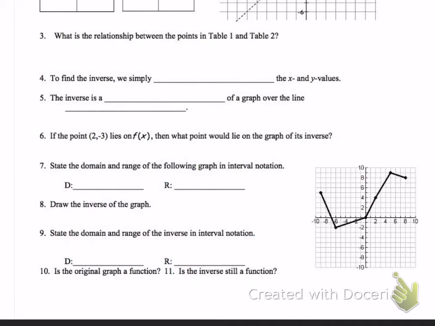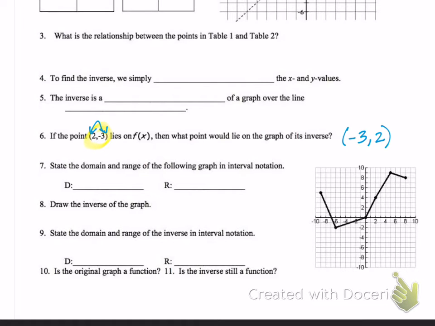So for number 6, it says if the point 2, -3 lies on the function f of x, then what point would lie on the graph of its inverse? So if I have 2, -3 and I'm finding the inverse, what would the inverse point be? -3, 2. Good. So all I did was switch x and y. Easy as that.